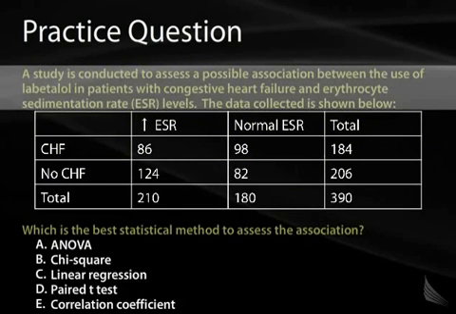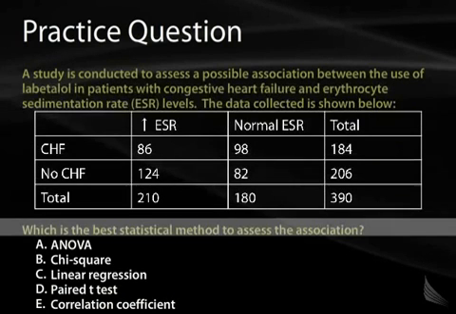Next question. A study is conducted to assess a possible association between congestive heart failure and erythrocyte sedimentation rate, or ESR, levels. The data collected is shown below. And you can see the table with CHF, non-CHF, high ESR, or normal ESR, and the various data that are shown. Which is the best statistical method to assess the association?